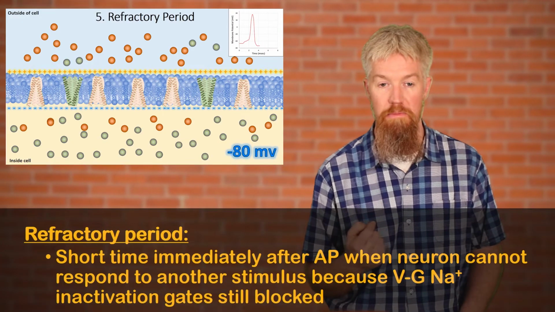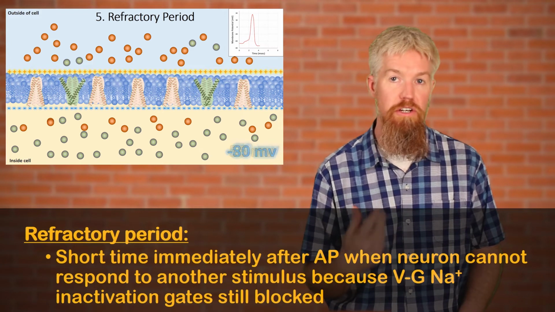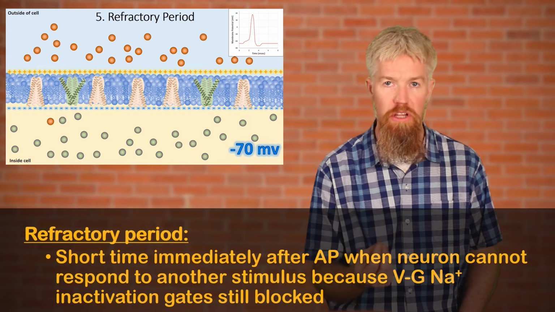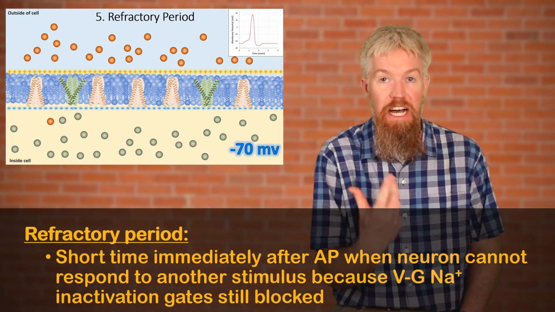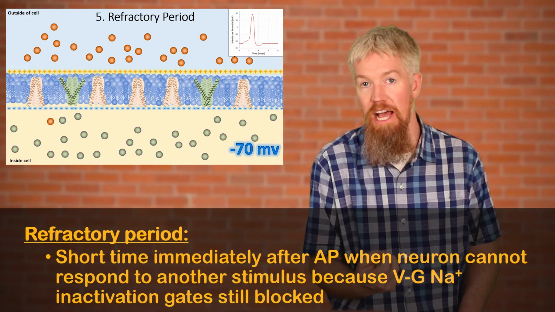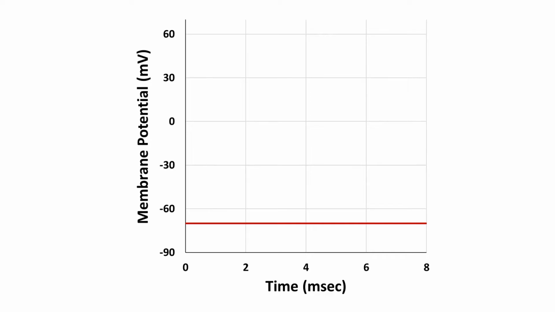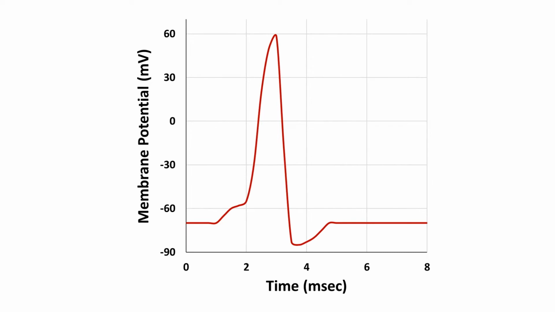The final stage is referred to as the refractory period. The refractory period occurs because once the sodium and potassium voltage-gated channels close and become stuck, they can't unstick themselves for some period of time. This is going to be important because it ensures that the action potential only moves in one direction along the axon.